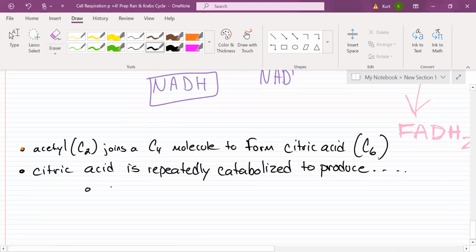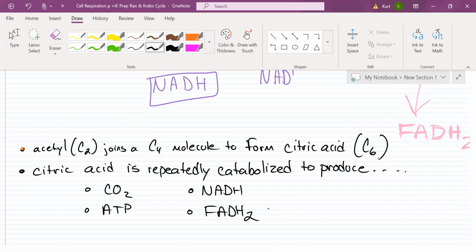We produced CO2, which is a waste product. You produced ATP, which is cell energy. You produced NADH, which is an electron carrier. And you produced FADH2, which is another electron carrier. By the time you're all done with it, you end up with a C4 molecule again, and that C4 molecule joins up with the next acetyl group, and the whole cycle just continues over and over and over.